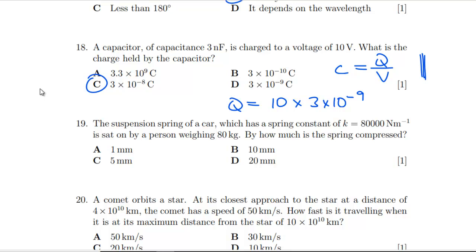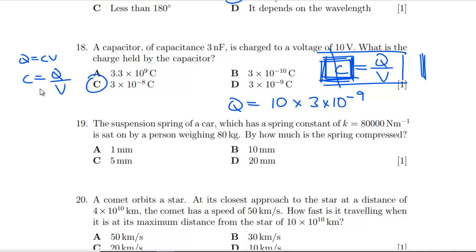I mean, it grates a little with me that it's usually written out Q equals CV. I mean, it's getting away then from what capacitance is. Capacitance is charge stored per unit potential difference. So this is your first equation. It's C equals Q over V, and then you rearrange it. You don't butcher it by writing down Q equals CV.